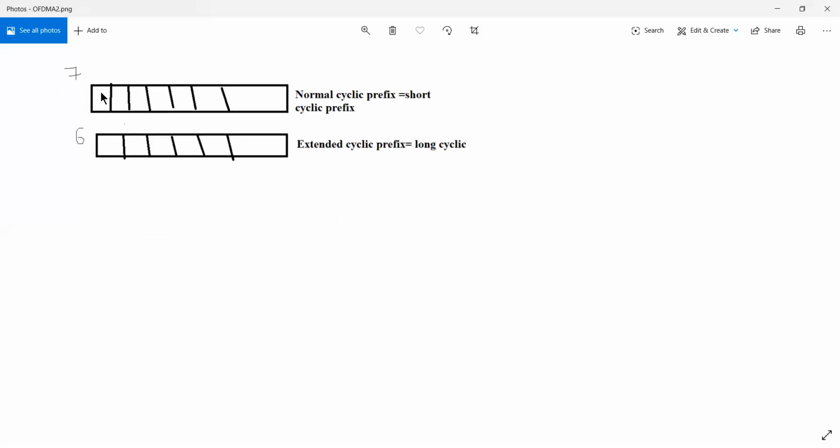So normal cyclic prefix, we call it a short cyclic prefix. I told you yesterday what short cyclic prefix and long cyclic prefix are. In theory or in practice, whatever we do in the company, they call it a normal cyclic prefix, which is equal to short cyclic prefix. Both are the same, and extended cyclic prefix we call a long cyclic prefix. So it has 6 symbols.